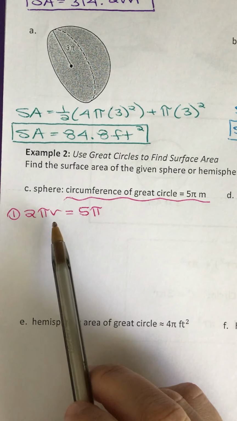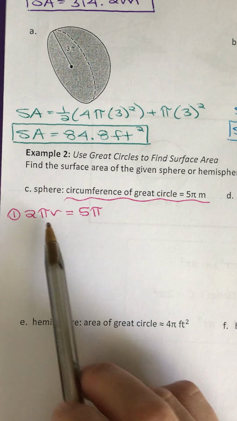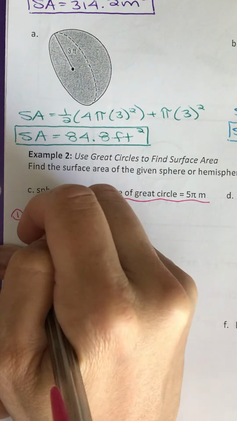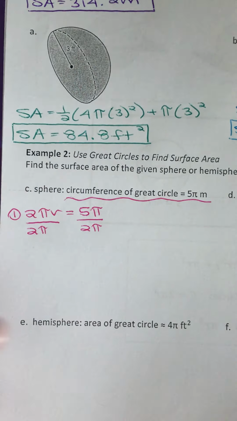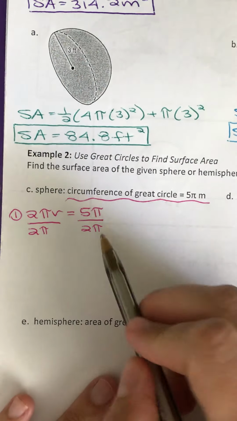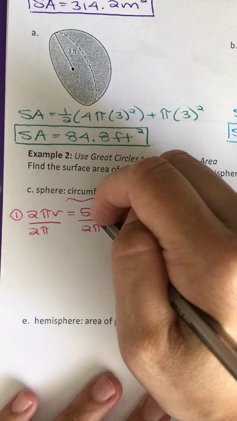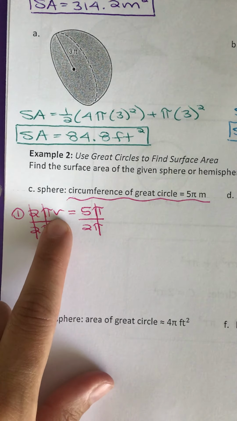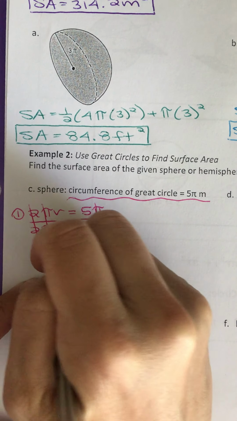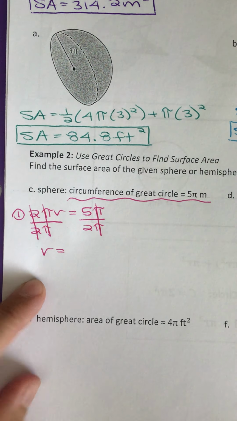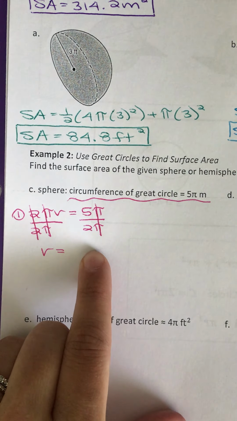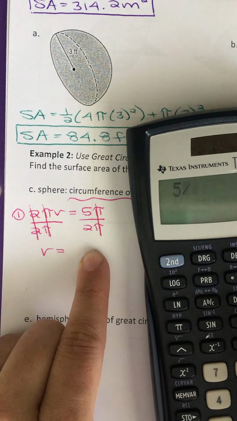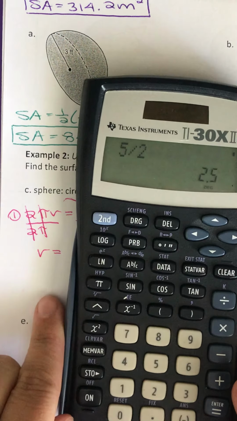So to solve for r, to get r alone, I've got to get rid of this 2 pi. So what I'm going to do is divide both sides by 2 pi. And fortunately, since this has a pi too, it cancels on both sides. So that 2 cancels, that pi cancels. So I have r alone. r is equal to 5 divided by 2, which if you don't know is 2.5.